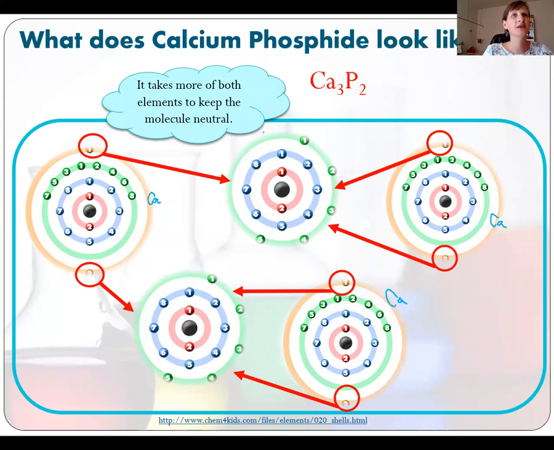I've lost my mouse again. There it is. And you can see that each calcium is giving up 2 electrons. In some cases, they might give them to a different phosphorus. In some cases, like this one over here, it gives them to the same phosphorus.